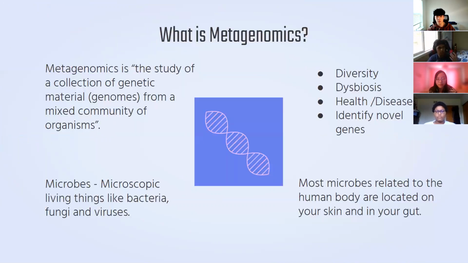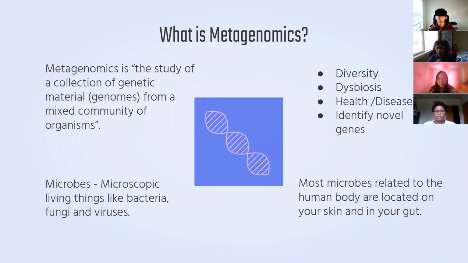So, as you can see, the definition of metagenomics is the study of a collection of genetic material from a mixed community of organisms. If there are two bacteria living together and you take the DNA sequence, you'd get both bacteria's DNA, because metagenomics takes a community of multiple organisms. Materials for metagenomics can be retrieved from our gut, soil, water, many different things. With metagenomics we can find out the diversity and dysbiosis, which will be covered later, in the gut microbial community. And overall, we're trying to understand the relationship between health and disease, identifying novel genes, etc.